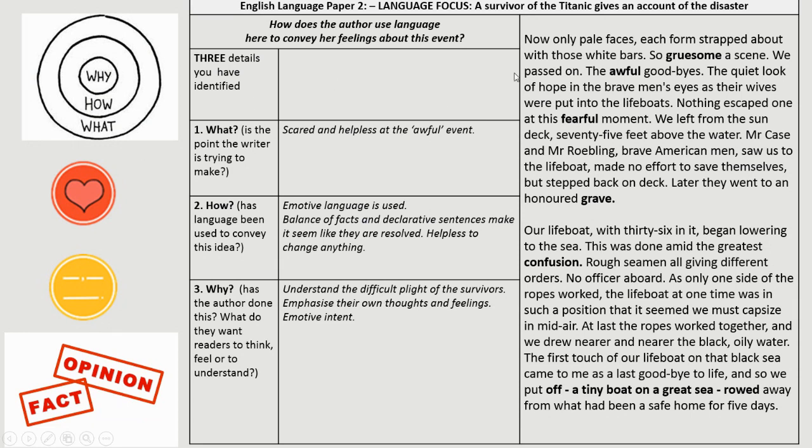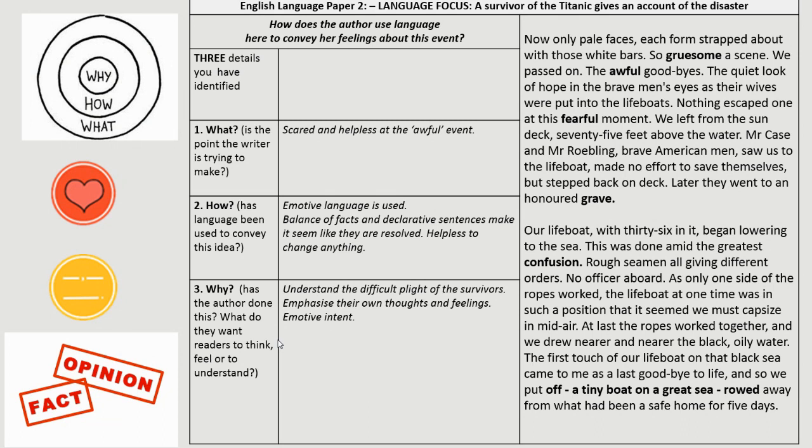So you're going to choose what it is you're going to write about. What is the point that the writer's trying to make? How do you know that that's the point they're trying to make? How has language been used to convey that idea, or how has structure been used to convey that idea? And then the why. Why has the author done this? What do you think they want the readers to think or feel or understand? So they may have been asked to write this, but what were the feelings that they were wanting the reader to have at the end of the piece?